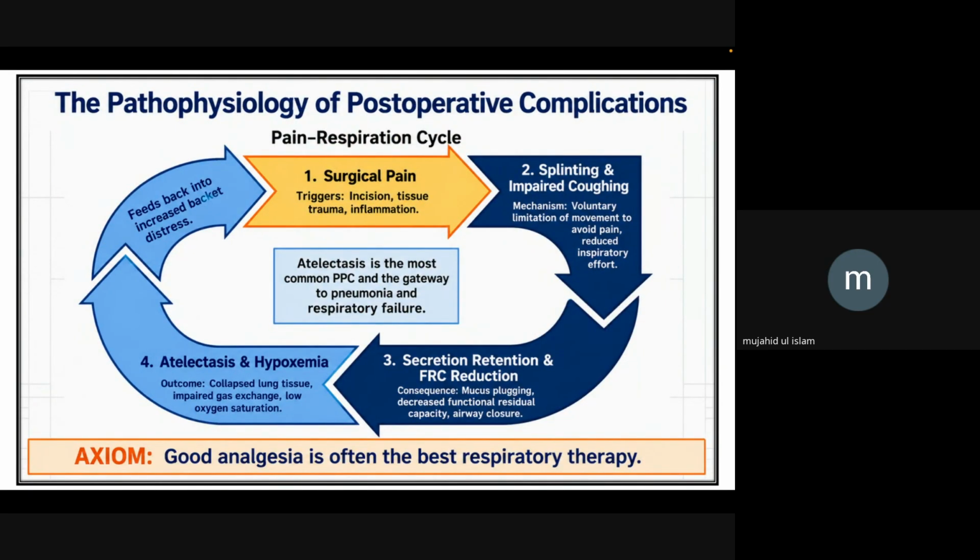Post-operative pulmonary complications are often driven by a vicious pain-respiration cycle. Surgical pain causes patients to take shallow breaths and avoid coughing. This leads to splinting, secretion retention, and reduced FRC, resulting in atelectasis and hypoxemia. Atelectasis is the most common post-operative pulmonary complication and often progresses to pneumonia and respiratory failure. The key message is that breaking this cycle with effective multimodal analgesia is one of the best ways to prevent post-operative pulmonary complications.